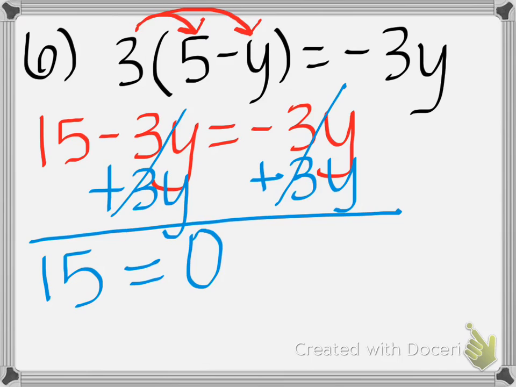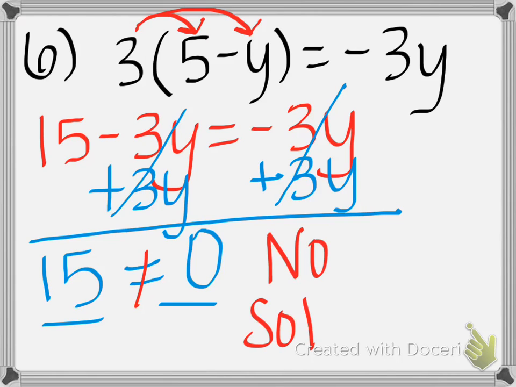And I think this stumped a few of you. So whenever you have something equals something else, and they're not the same, obviously negative 15 doesn't equal 0. So that means that it's not true. So there is no solution to this problem.